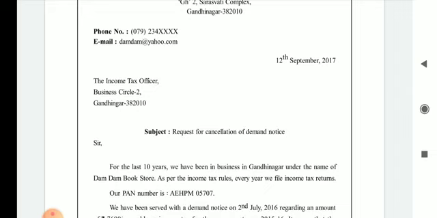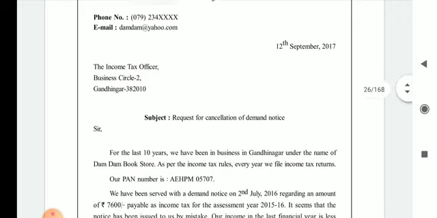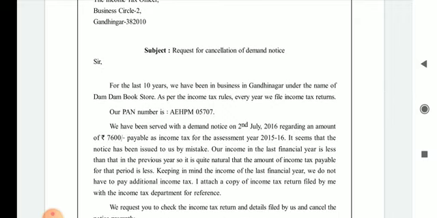The receiver of the letter is the Income Tax Officer, Business Circle 2, Gandhinagar, and put a full stop after the pin code. In the address of the writer also, you have to mention the full stop in Gandhinagar after writing the pin code. The subject is request for the cancellation of demand notice. If you have a demand notice, at that time you have to write a letter for cancelling it.